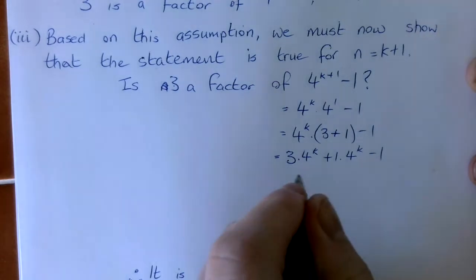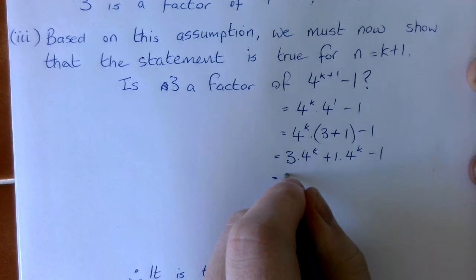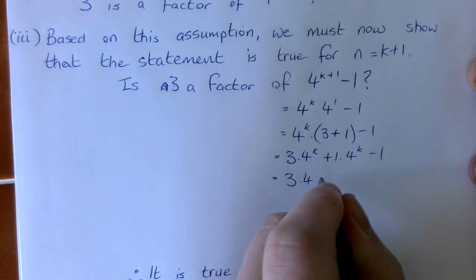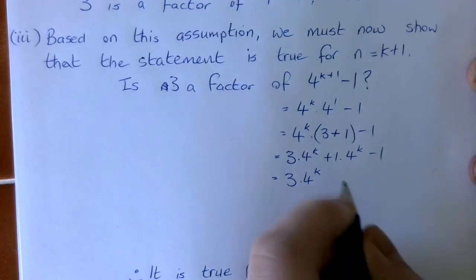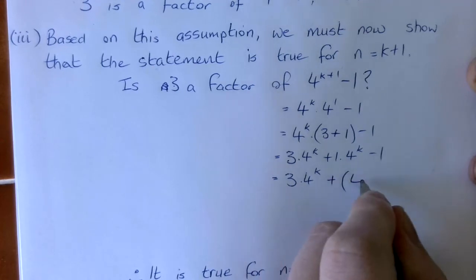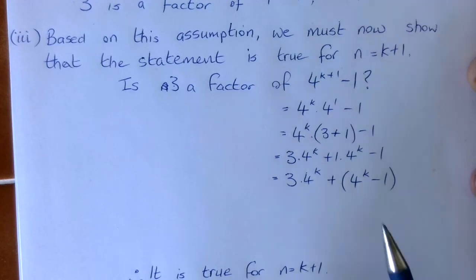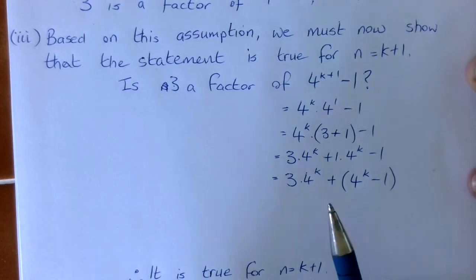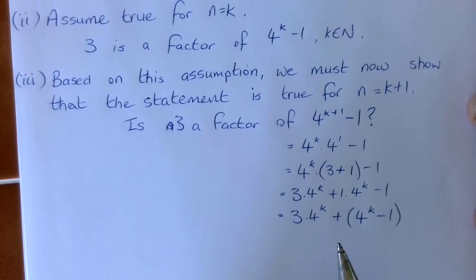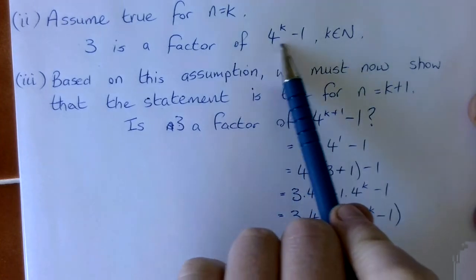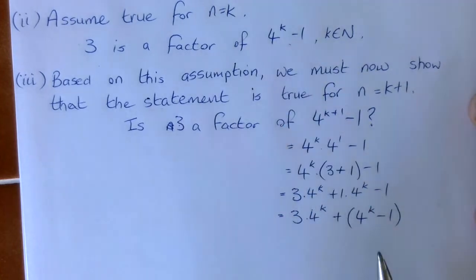And then on the left-hand side, we have 3 by 4 to the power of k. On the right-hand side, we're just going to keep this in brackets and leave it as 4 to the power of k minus 1. Now, hopefully you will recognize this bit here already. This one was part of our assumption up above. We've already assumed that 3 is a factor of this. Now, if we're assuming that's true, then that has to be correct.